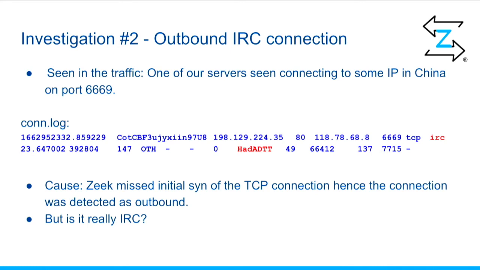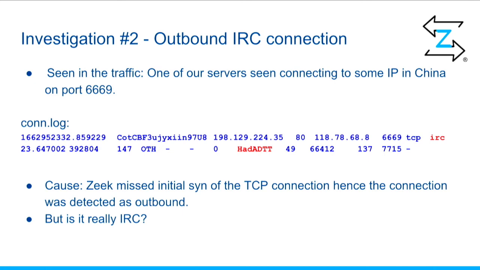If you are used to looking at the conn.log file, there is a field called history that is recorded in the connection log. I have highlighted that on the screen: H-A-D-A-T-T. You can see that the first packet Zeek saw was a SYN-ACK, which means it was missing the first SYN packet. So it was reasonable for Zeek to assume it was an outbound connection because it didn't see a SYN. That's why Zeek recorded it as outbound, but it looks like it is not actually an IRC connection, because if you focus on the ports, the source port is 80. So the chances are it's an inbound connection and a web connection based on the ports.